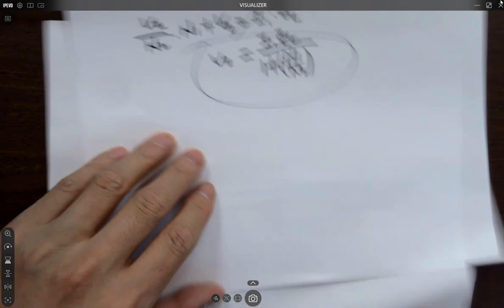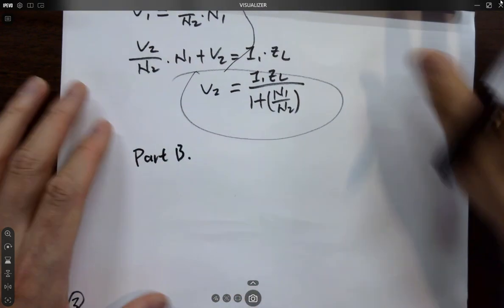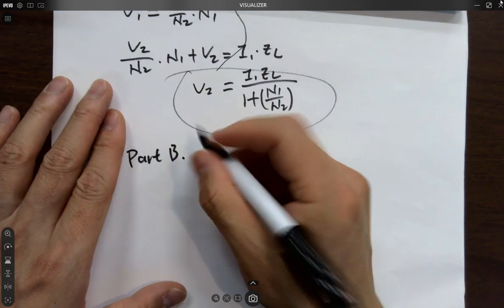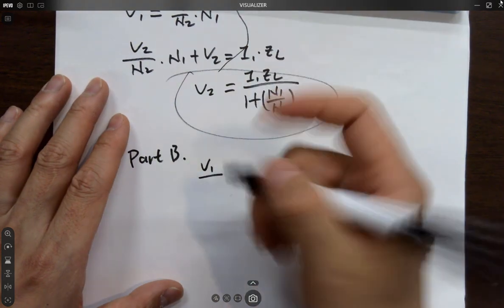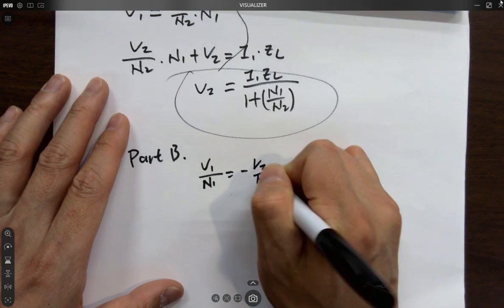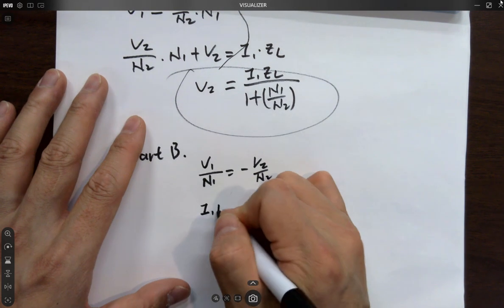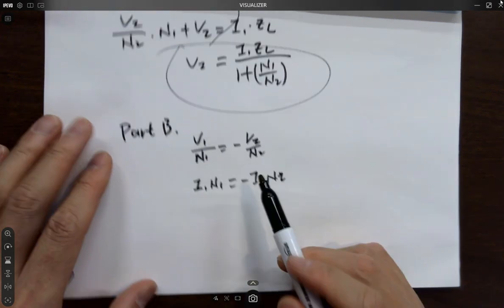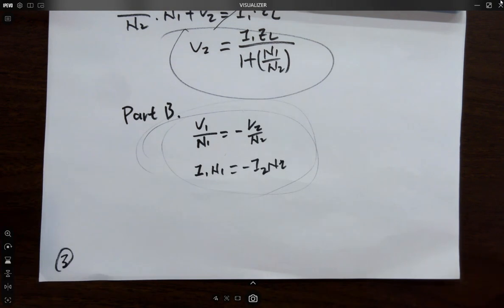Okay, so for part B, it's asking you to change the polarity of the dot, change the location of the dot. So for part B, you want to use this equation instead of the previous one, but it's still the same strategy to find it out. The answer is V1 over N1 becomes negative V2 over N2, and also I1 N1 becomes negative I2 N2. All right. Just use this for part B and try to find out the answer.